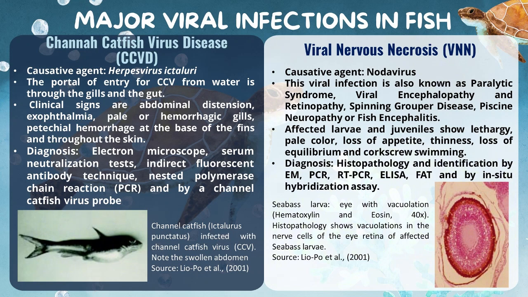Histopathology showing vacuolations in the nerve cells of the eye retina and the brain of affected fish is diagnostic for the disease. The virus can be isolated in SSN-1 and Barramundi cell lines on which it induces CPE. The virus can be identified by electron microscopy, PCR, RT-PCR, ELISA, fluorescent antibody test, and by in situ hybridization assay.